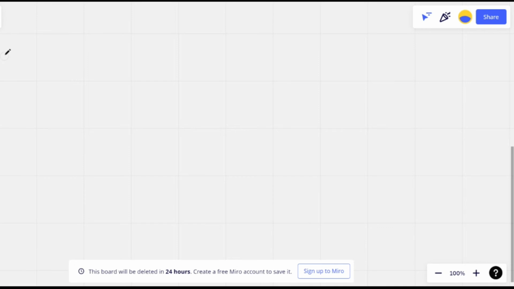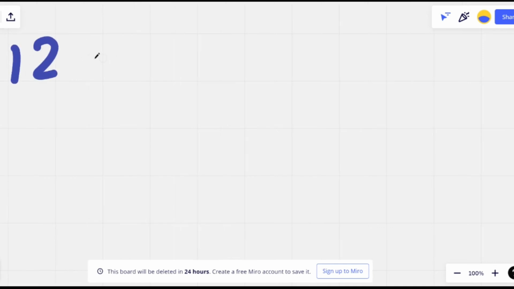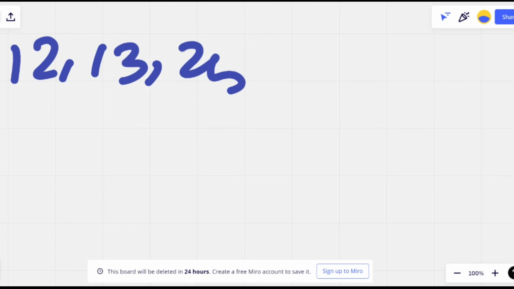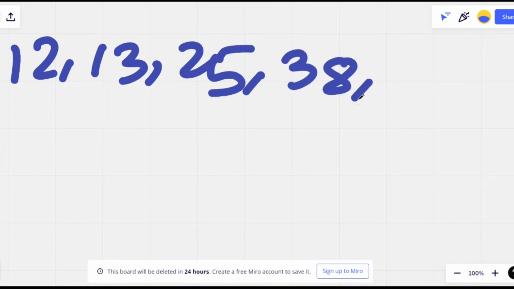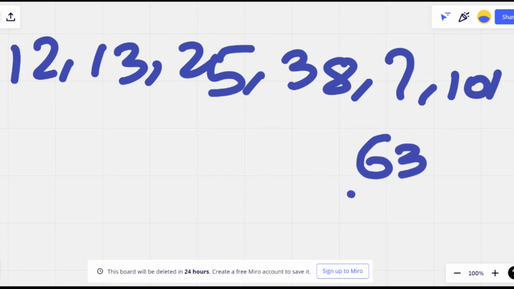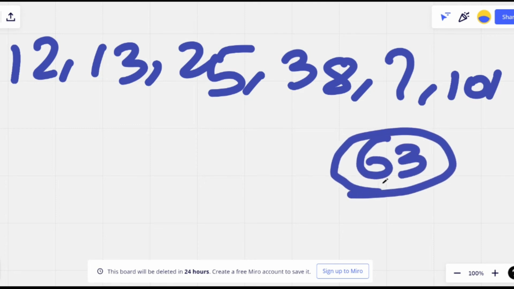Let's take 12, 13, 25, 38, and a question mark over here. 12 plus 13 is going to be 25. 25 plus 38 is your answer. If you add 38 and 25, 63 is your answer. So do remember these kinds of models, very important for any government exams and any aptitude examination.